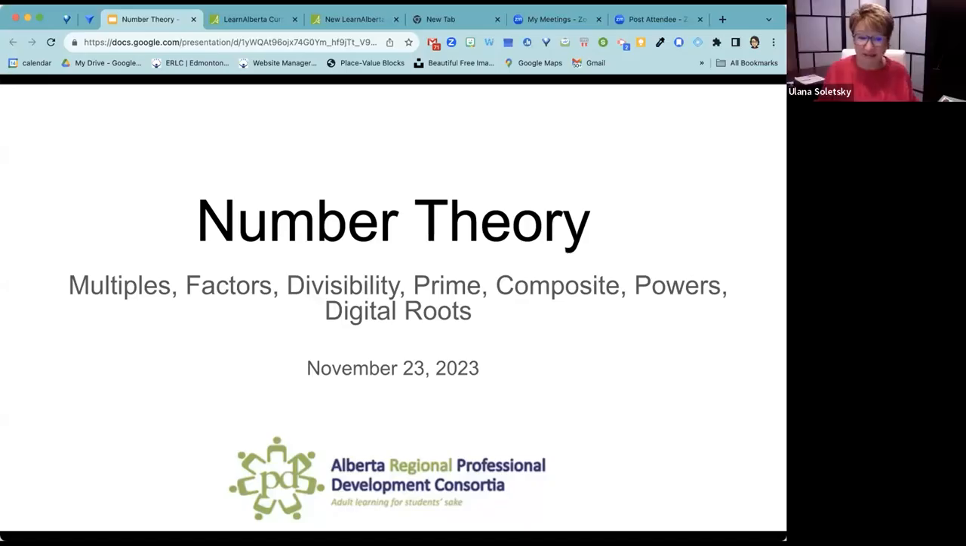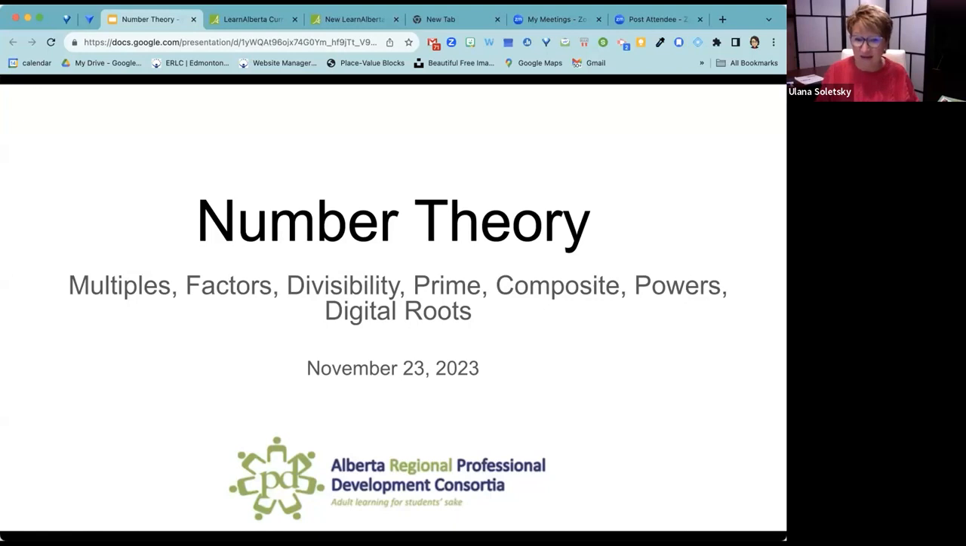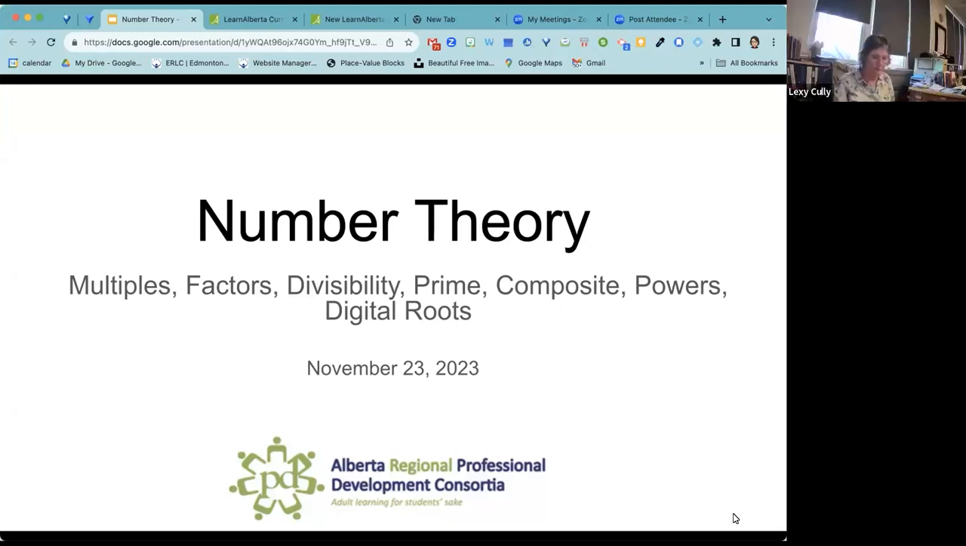Okay, so today is really about number theory, and that includes multiples, factors, divisibility rules, prime and composite numbers, powers, digital roots, etc. So there's a lot to be covered in today's session, but I'll hopefully get through it all.